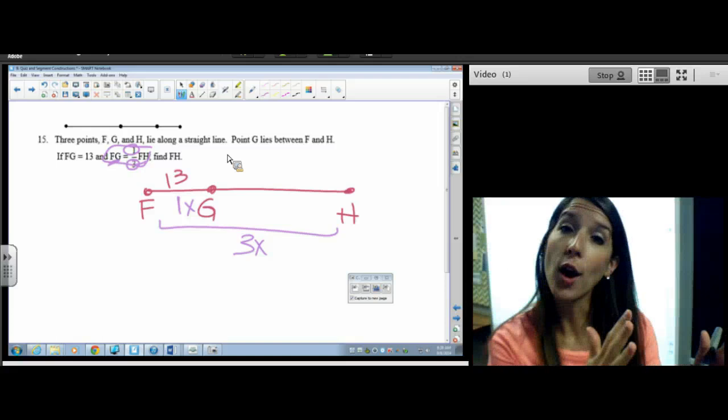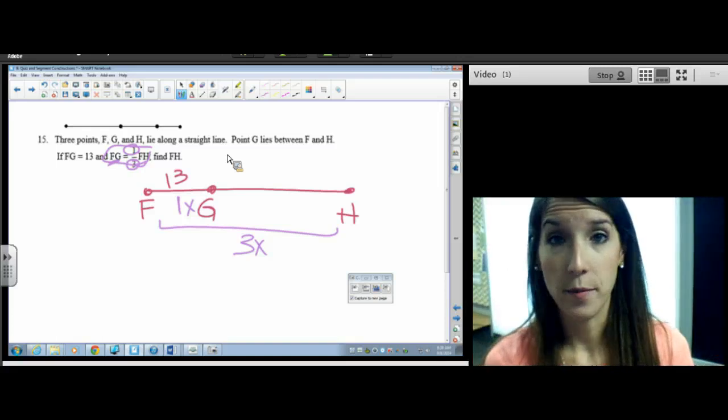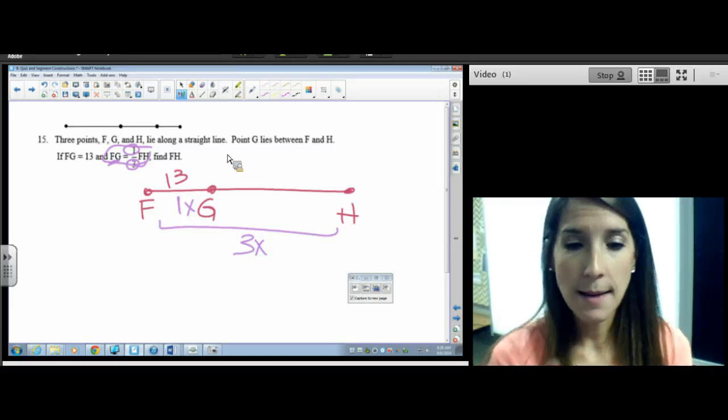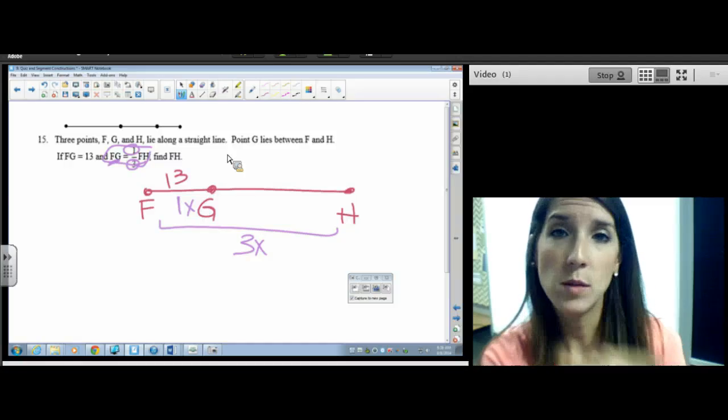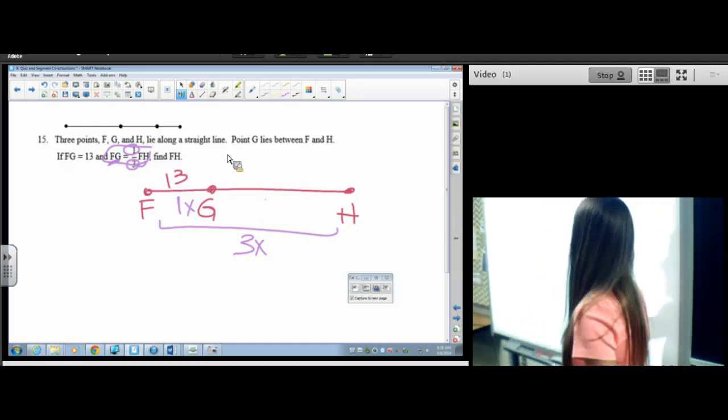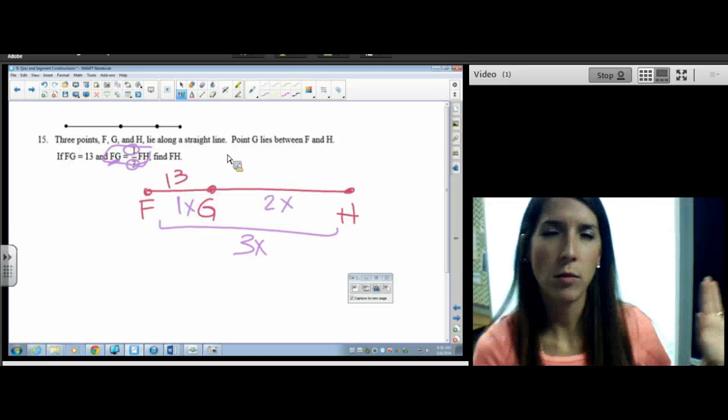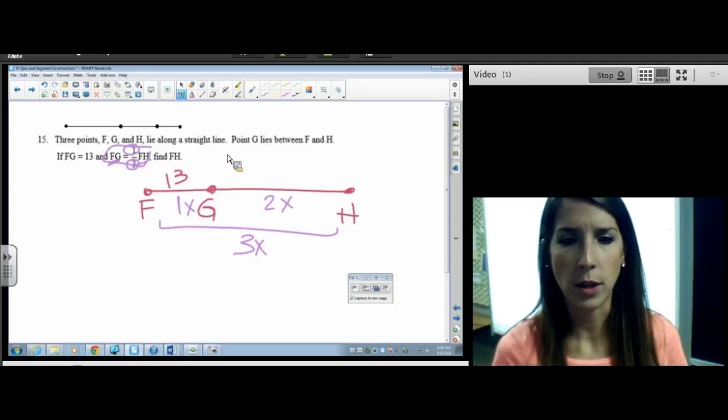That's one part, and we've got 3 parts total. Now, if you want to keep going and see how this works, if I have 3 parts, and I've used one of the parts, that means I've got 2 parts left. We didn't really need to do that, but I wanted you to see the whole picture.